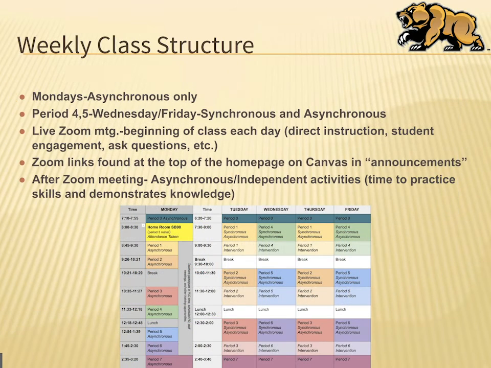I want to share with you a little bit about our weekly class structure. Mondays are asynchronous only, which means that I'll be posting a variety of activities that students can log into Canvas and do independently on their own. For periods 4 and 5, we meet on Wednesdays and Fridays. We start every class period with a synchronous live Zoom meeting. Those Zoom links can be found at the top of the homepage in Canvas under the announcements. Please note that every student must log in to the Zoom meeting with their TVUSD school account.